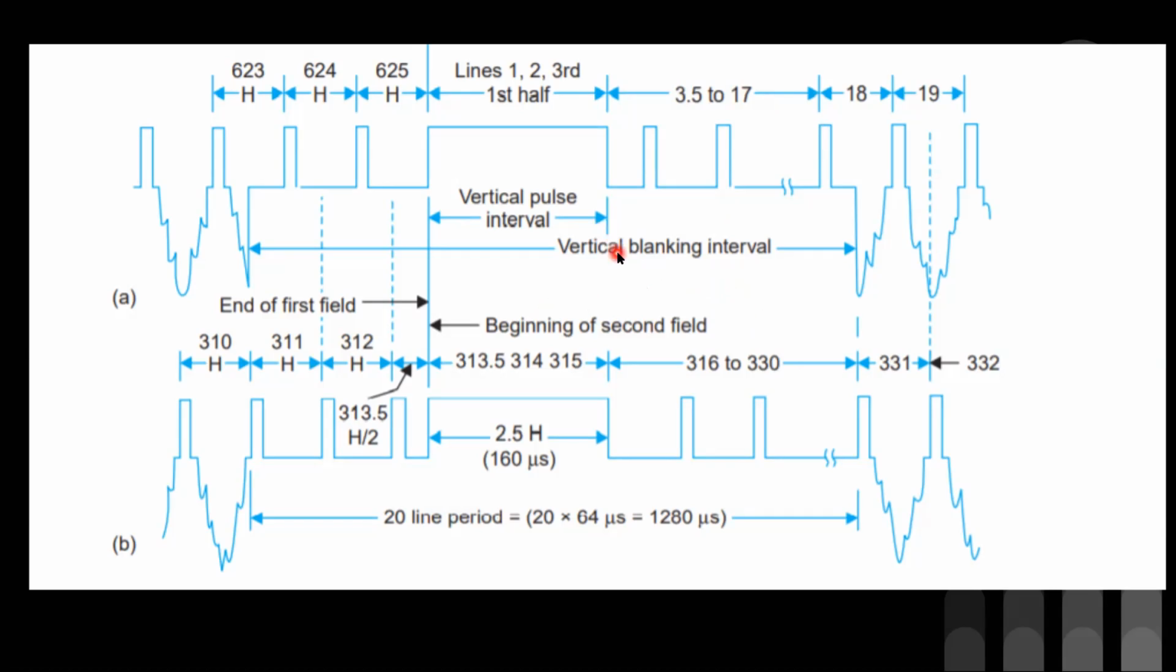So for example, in a 625 line system, 2.5 line period. So what is the 2.5 line period? How to calculate the time period? 2.5 into 64, so approximately 160 microseconds has been allotted for the vertical synchronization pulse. The vertical synchronization pulse commences at the end of the first half of 313 line and terminates at the end of 315 line.